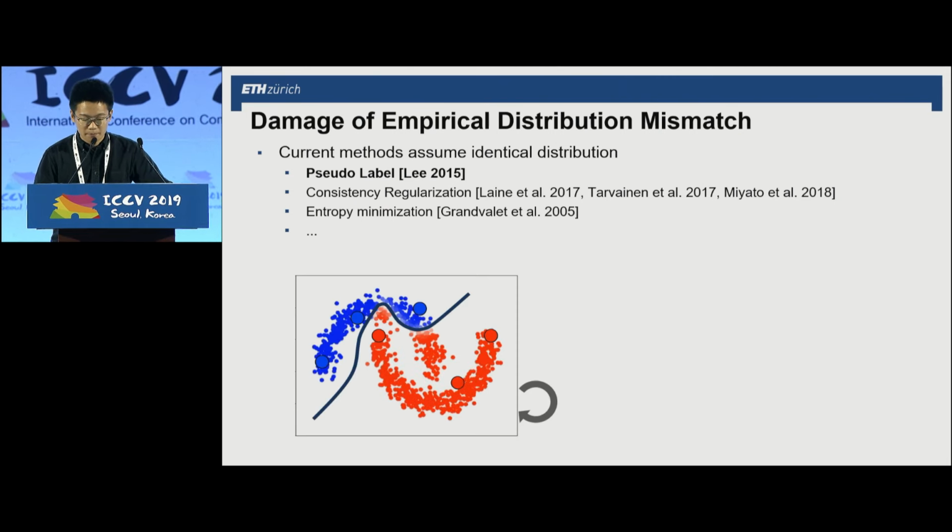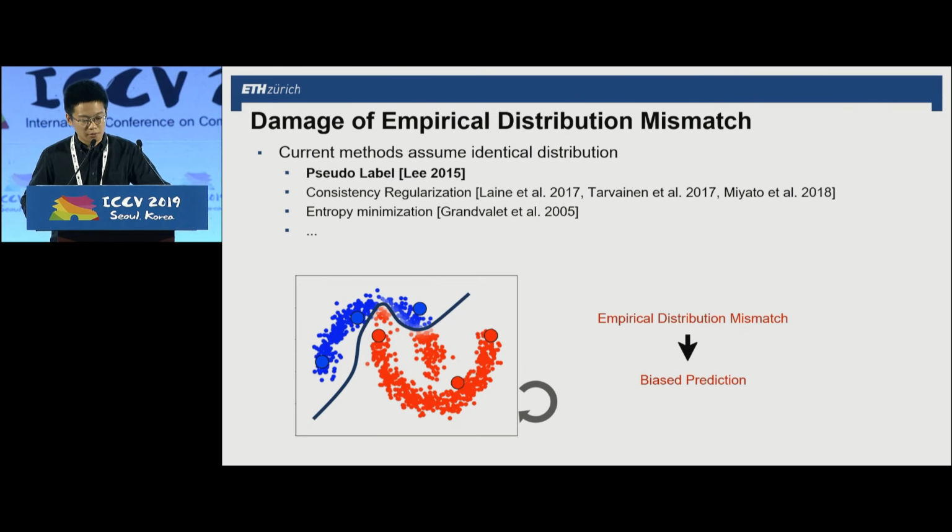But why? This is because the model overfits to the biased empirical distribution, which leads to the biased prediction. The limited amount of labeled samples leads to an empirical distribution that deviates from the true underlying distribution. And as a consequence, a model trained from the labeled data is unlikely to generalize well on the unlabeled data.